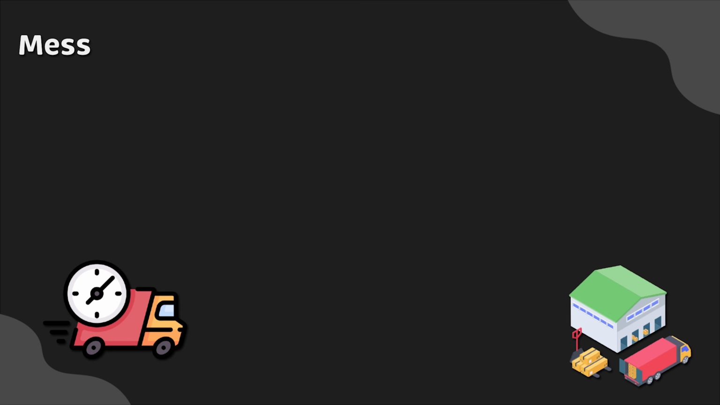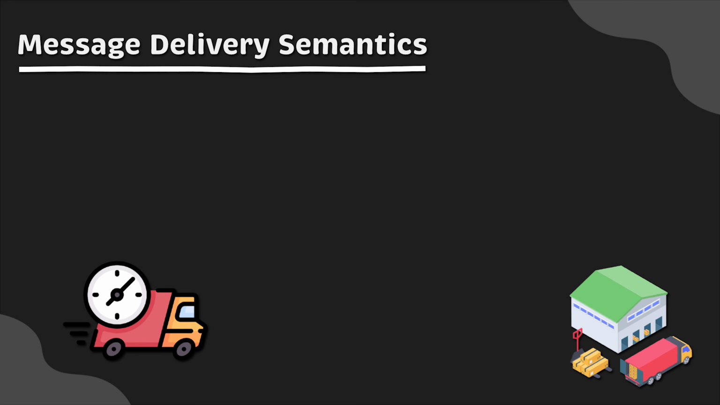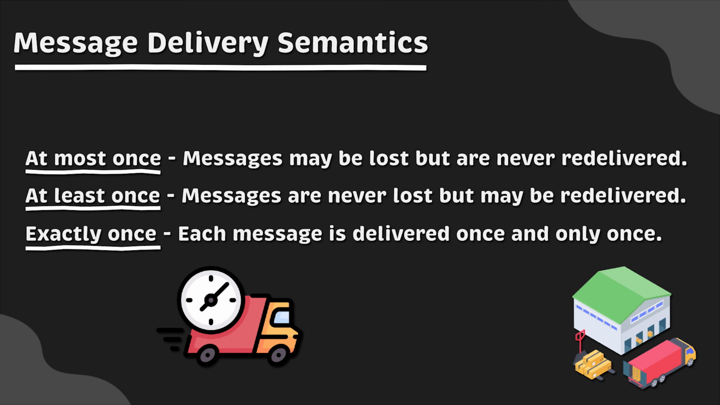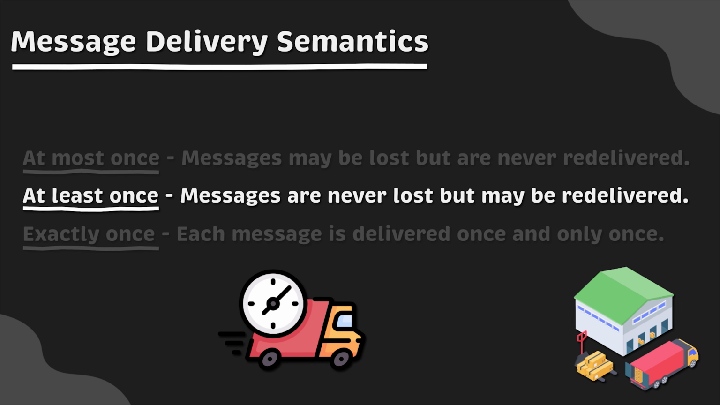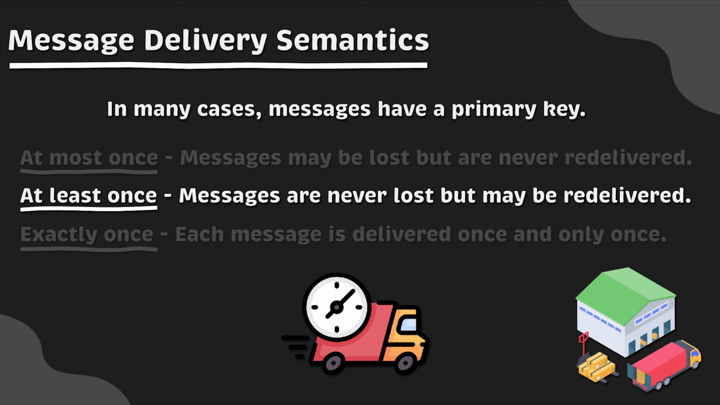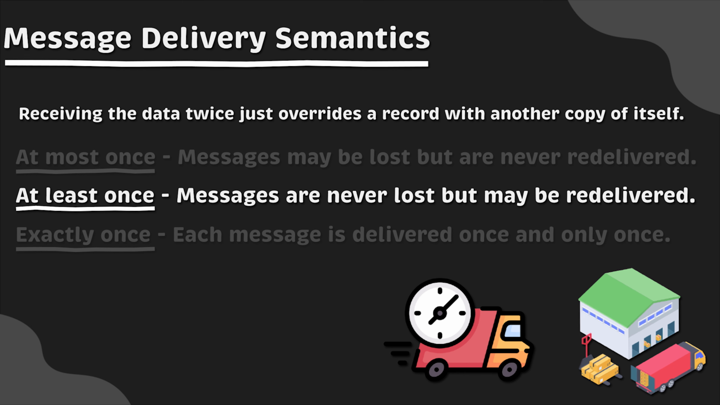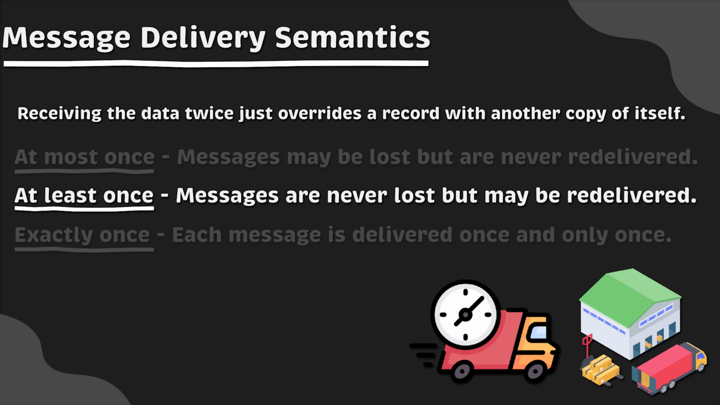There are 3 possible message delivery guarantees that could be provided: at most once, at least once, and exactly once. For this video, we'll use the default at least once delivery option. In many cases, messages have a primary key. Receiving the data twice just overwrites a record with another copy of itself.